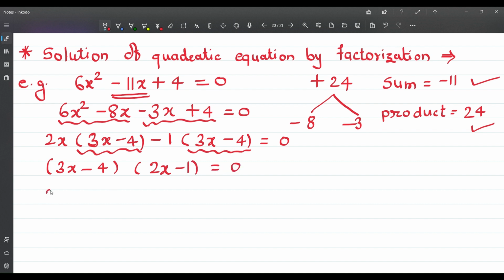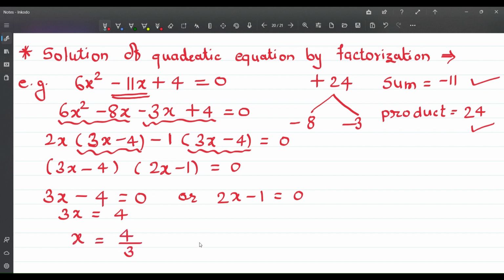Now we have to find the values of x. Therefore, we separate these terms like this: either 3x minus 4 is equal to 0 or 2x minus 1 is equal to 0. Now 3x is equal to plus 4, as this minus 4 becomes plus 4 on the other side. Then x is equal to 4 divided by 3. This is our first value.